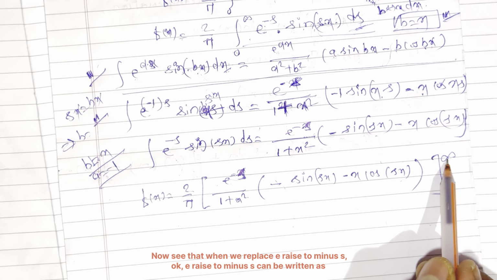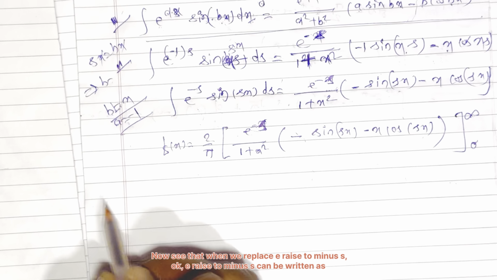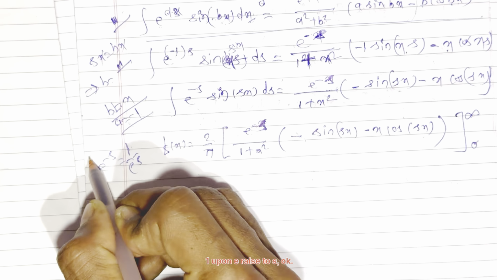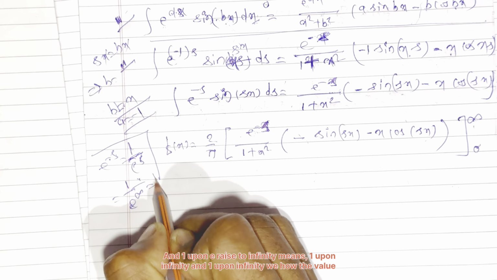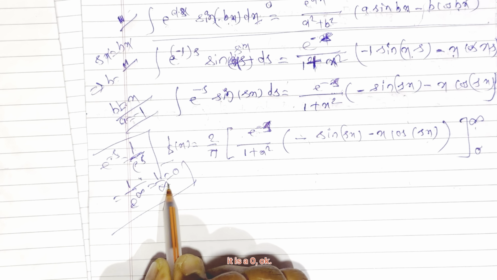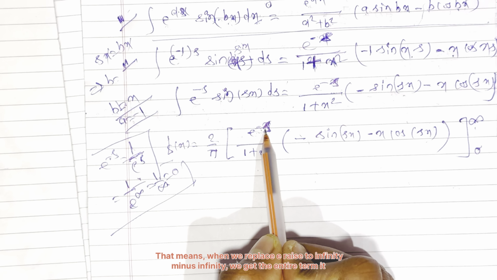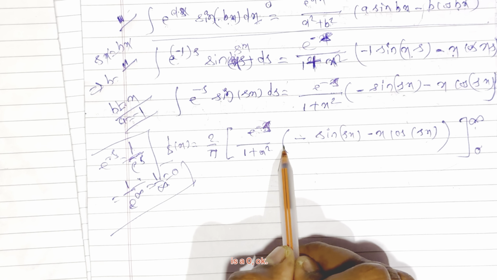Now see that when we replace e raised to minus s, it can be written as 1 upon e raised to s. I'm solving this variable here. And when we replace s as infinity, that means 1 upon e raised to infinity, which means 1 upon infinity, and 1 upon infinity has the value 0. That means when we replace e raised to minus infinity, we get the entire term as 0.